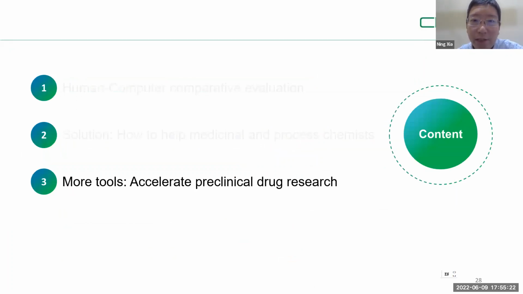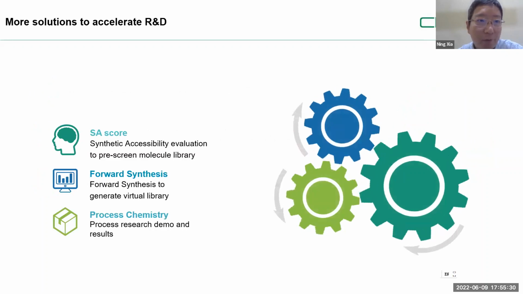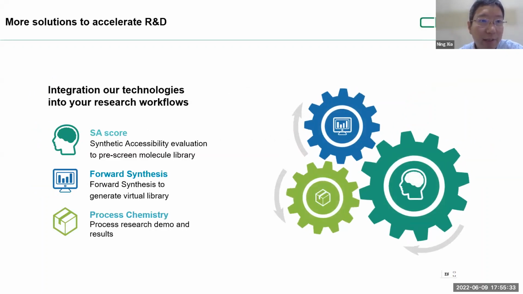And thirdly, we have also developed other tools to accelerate preclinical drug research. For example, we have an assay score for one synthesis and a process chemistry module.